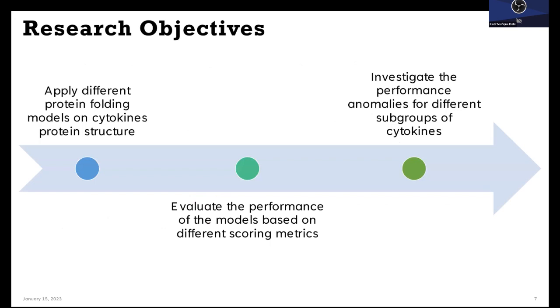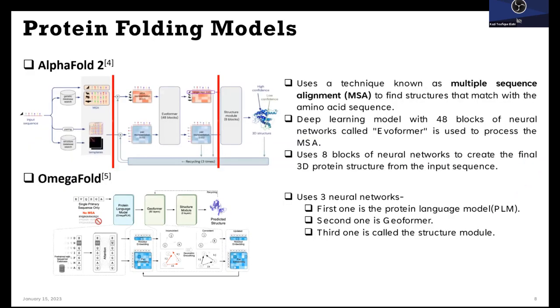Now to our objective. Our objective is to apply different protein folding models on cytokine protein sequences, then to evaluate their performance based on different scoring metrics, and then to investigate any anomalies that were detected during the benchmarking process. The models we will be using in this study are AlphaFold 2, OmegaFold, and ESM-fold.